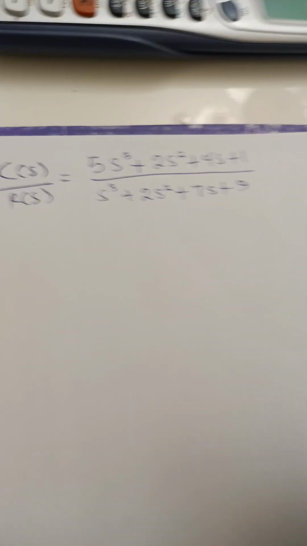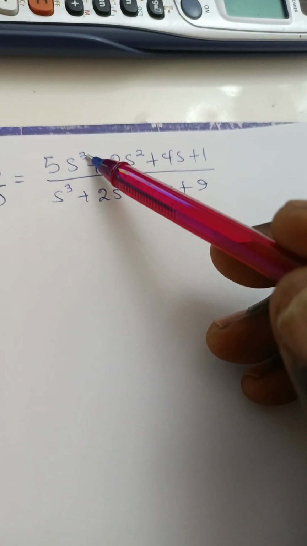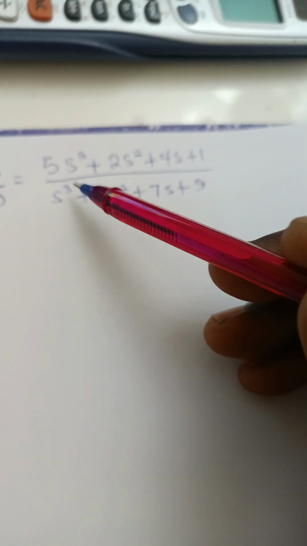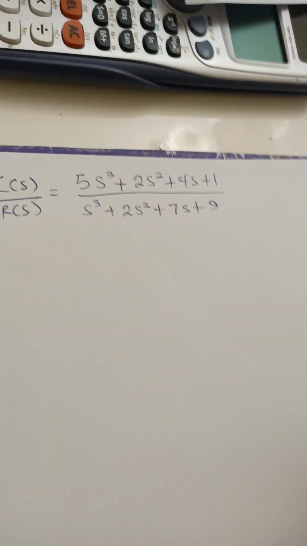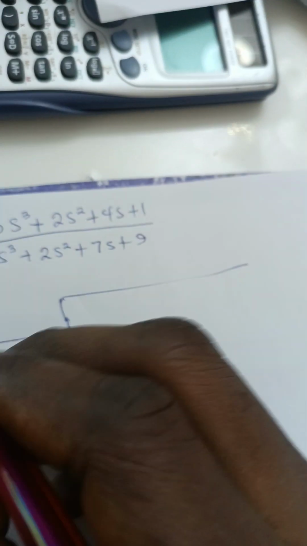Okay, brother. So if we look at this one, we will see that the power of this one and the power of this one, they are the same. So if they have the same power at that point in time, what we just do is we need to divide both sides. We need to do long division.